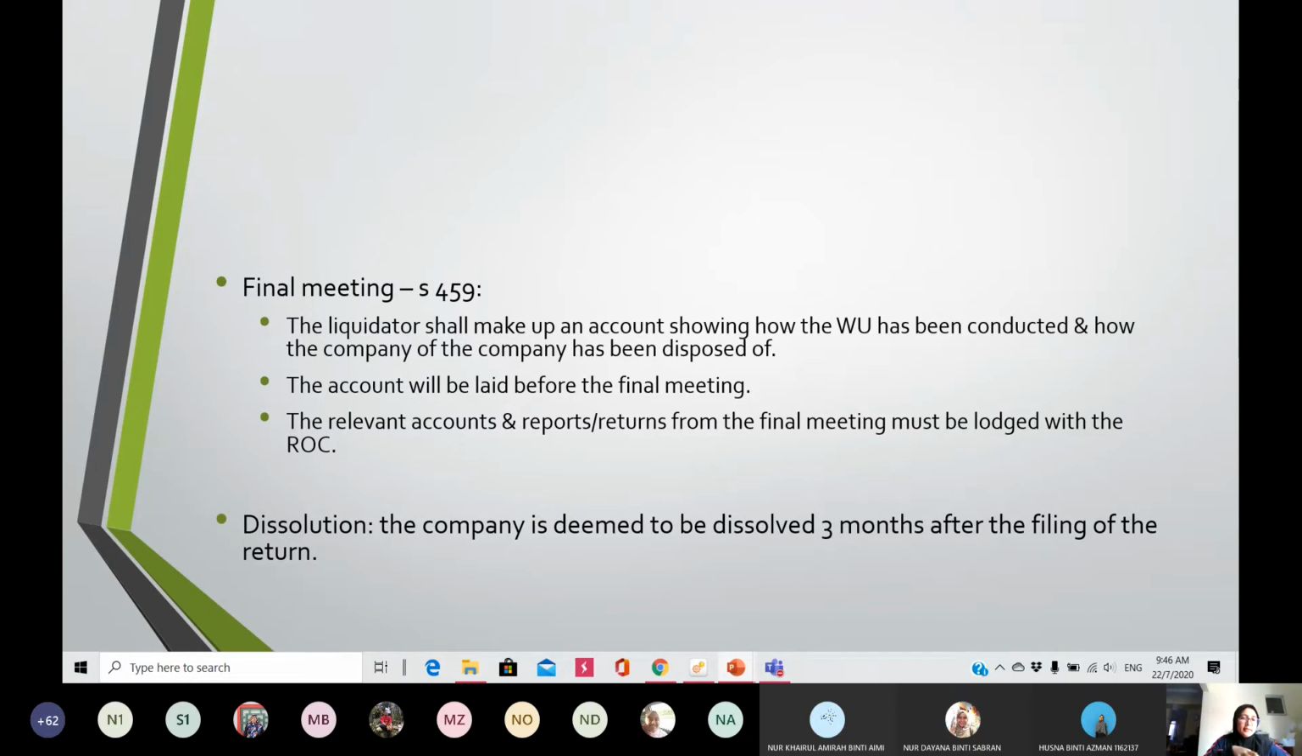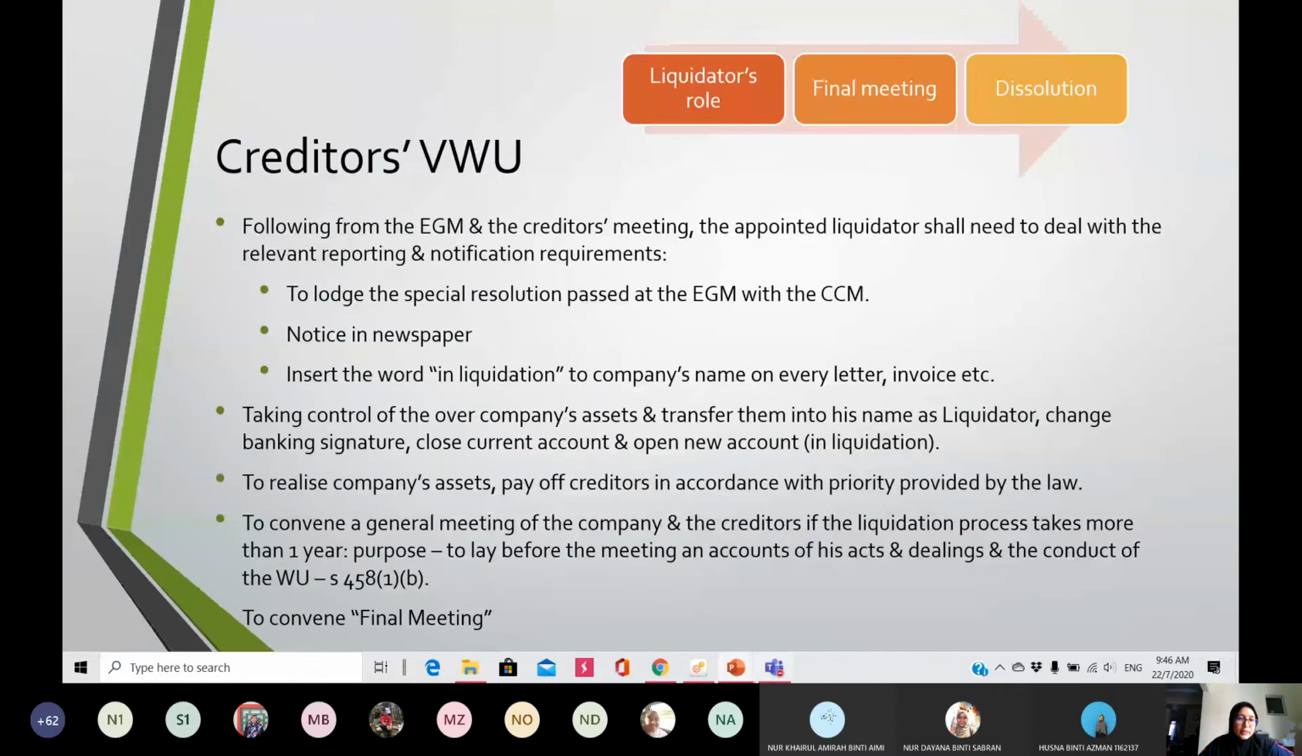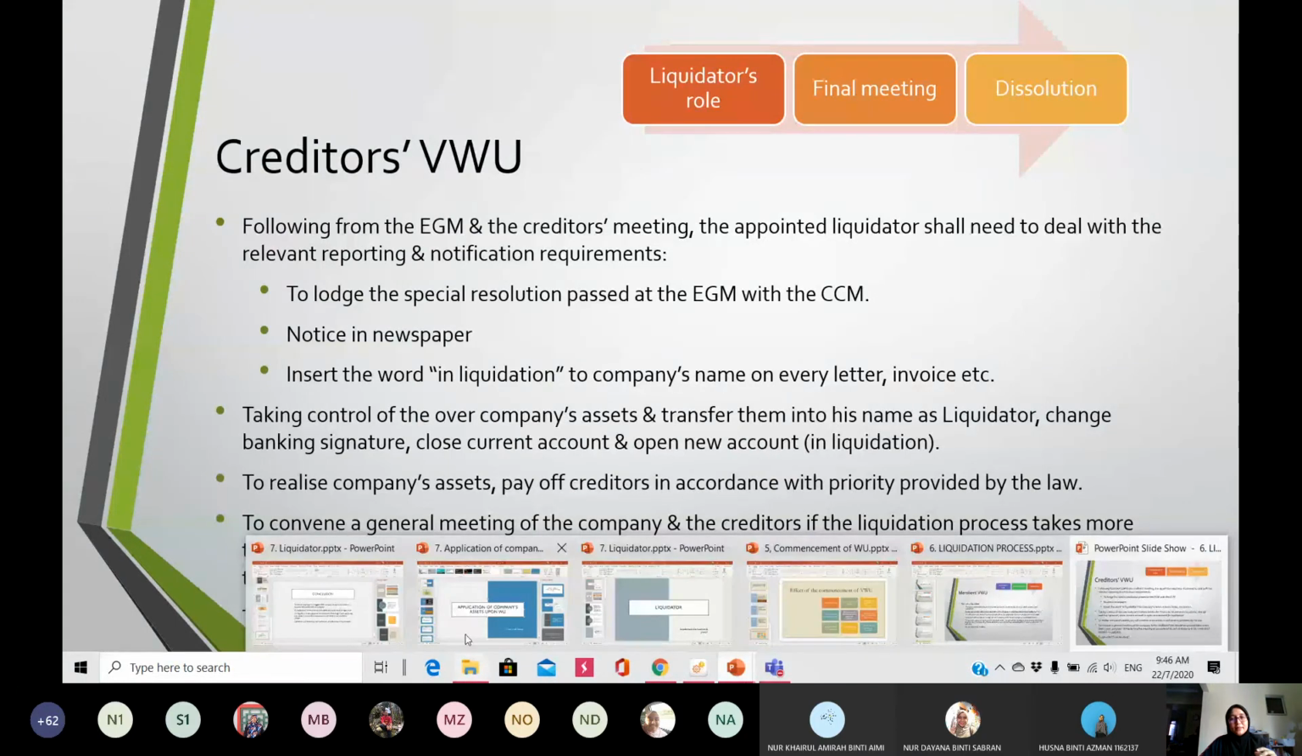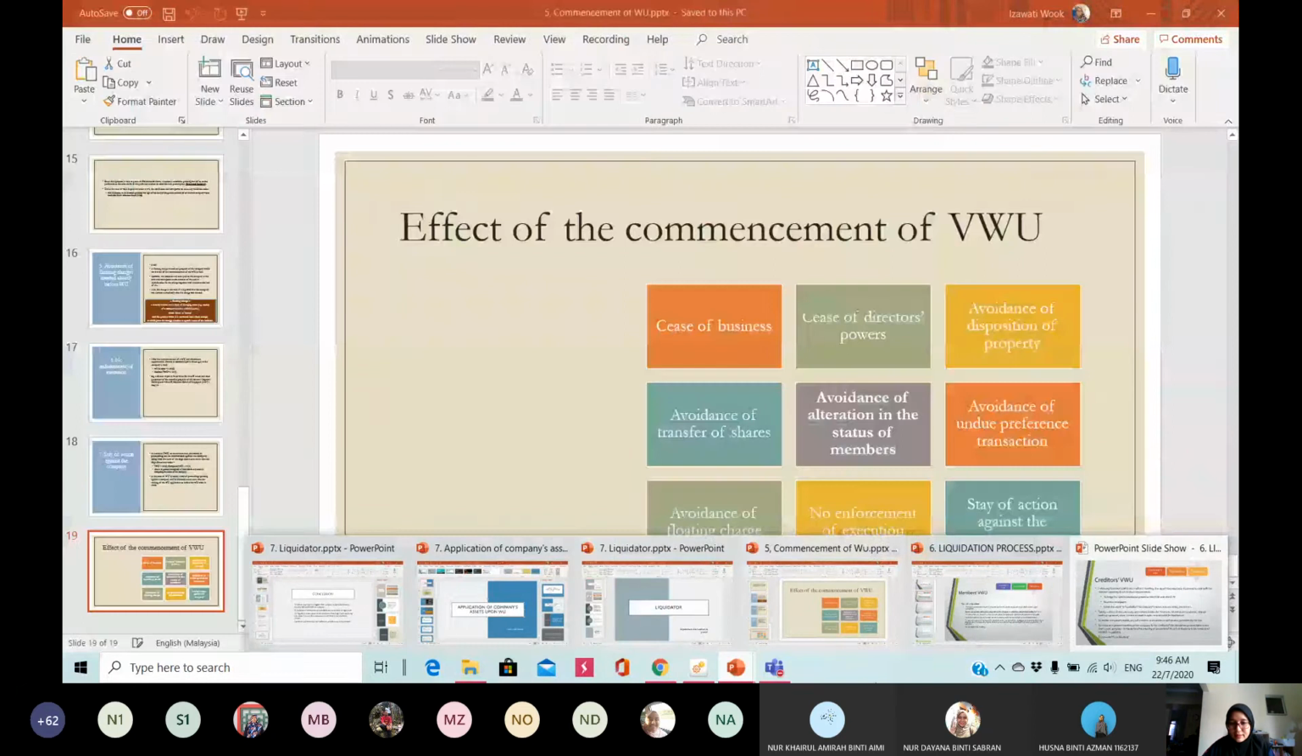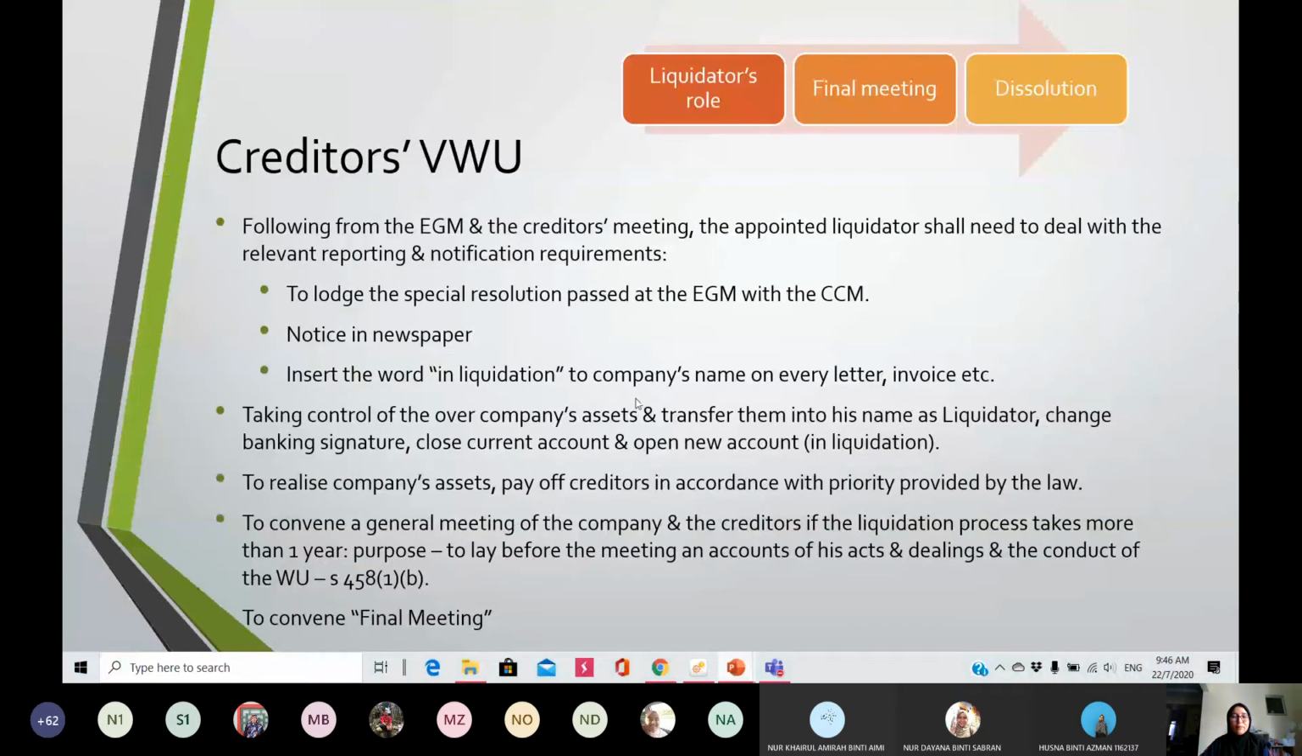Okay, so actually for the members voluntary winding up, it is straightforward. There are not many issues compared to the compulsory winding up and the creditors voluntary winding up. Okay, so that is the first one. As to the creditors voluntary winding up, it is a bit more complex compared to the others. But the process is the same, that is, it will conduct the whole thing like in the voluntary winding up earlier.